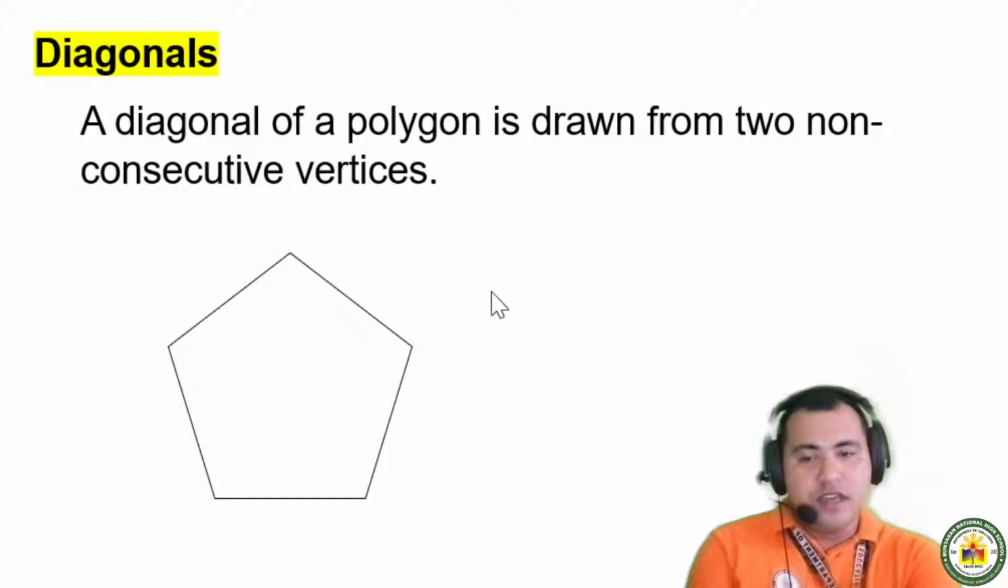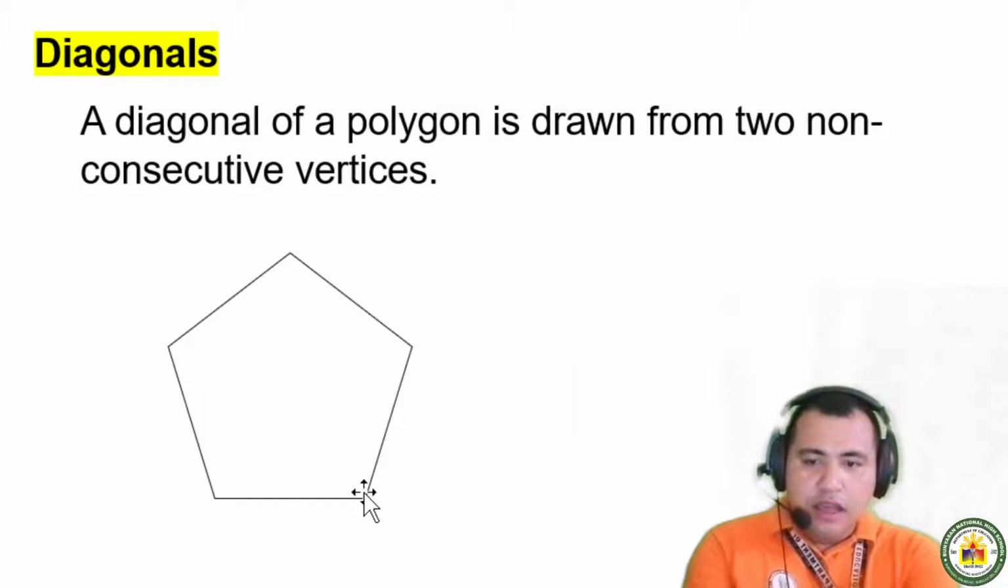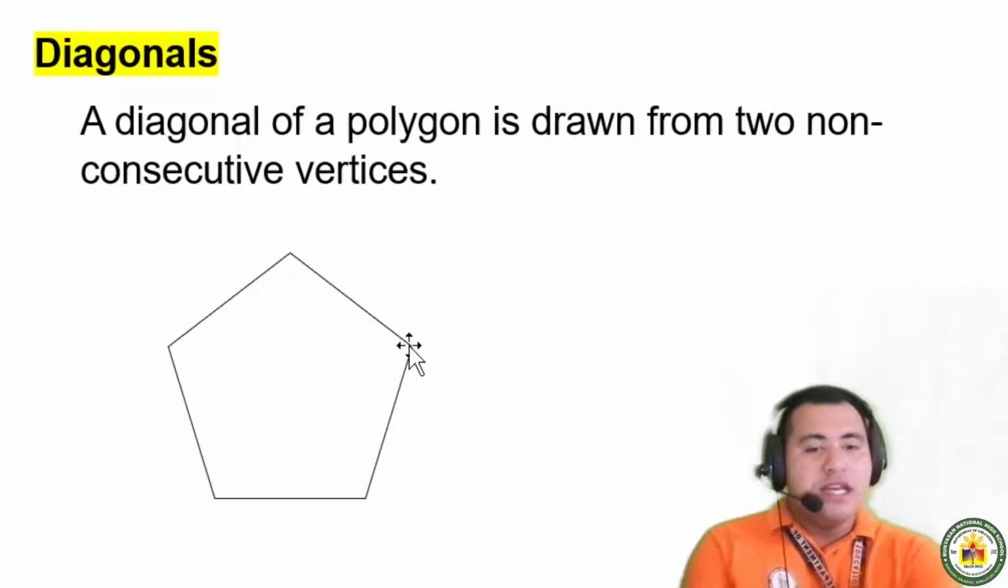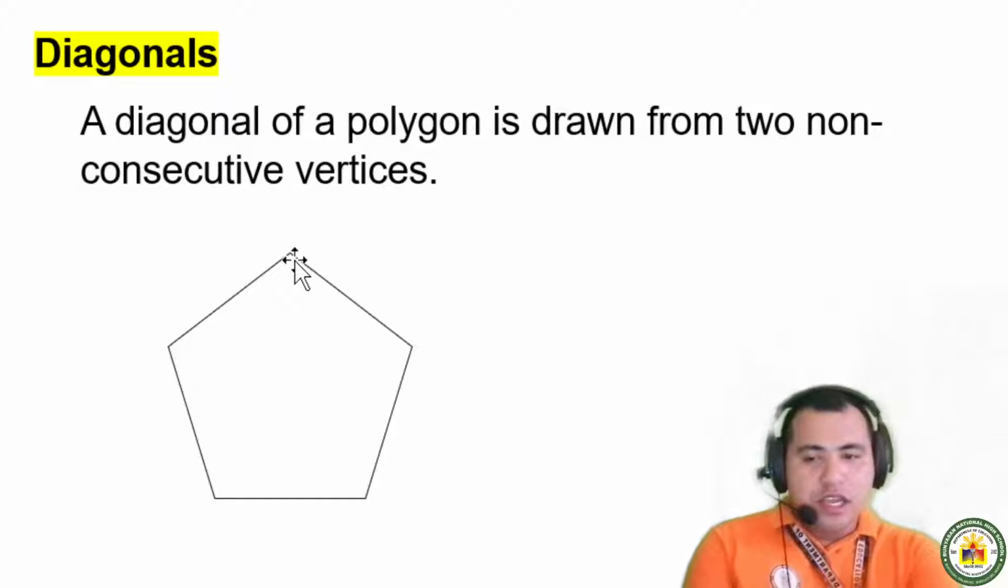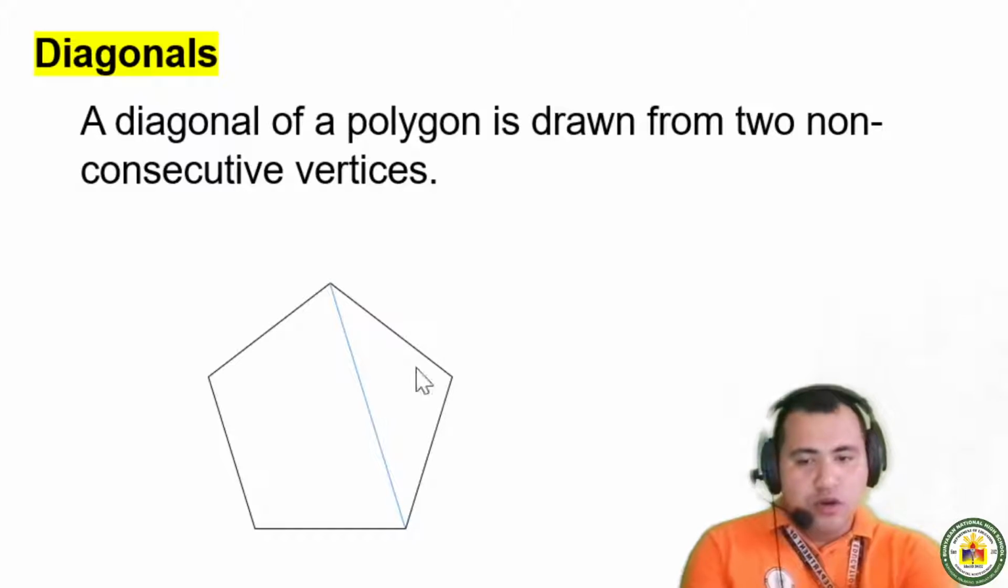Okay, like for example, in this figure, kung kini nga vertex diri sa babaw, i-connect nato diri. Dili man pwede kining babaw i-connect sa sunod niya, kay consecutive na sila. As I've said, when you say non-consecutive, dili sunod. So laktaw ta sa isa, kining atbang. Kung ato siyang i-connect, naa na tay diagonal nga nahimo. Diagonal of a polygon is a line segment connecting two non-consecutive vertices of a polygon. So, daghan pa.